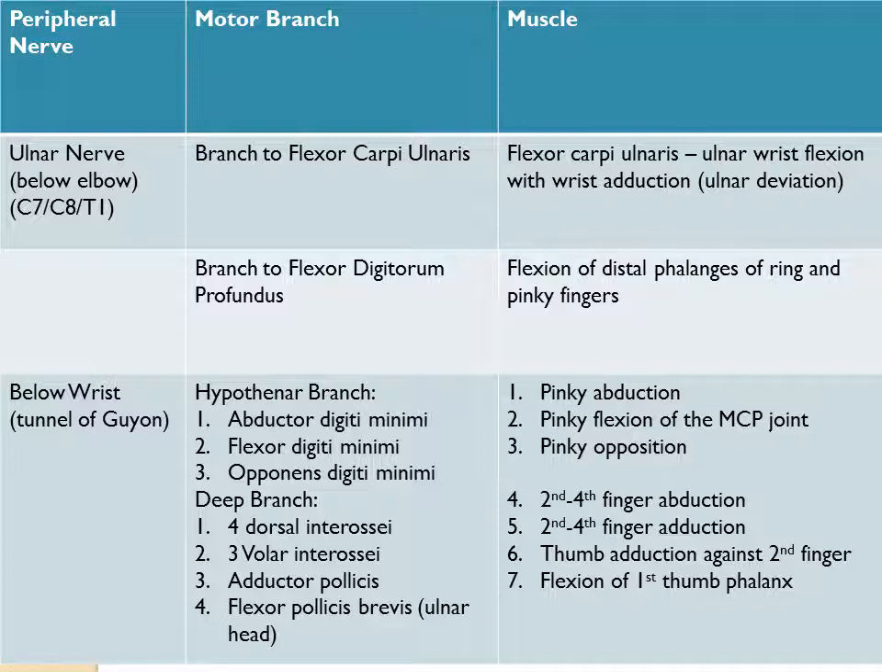And it's the deep branch that extends all the way over to the thumb as it innervates the adductor pollicis and the flexor pollicis brevis, while the hypothenar branch remains isolated to the pinky finger. Okay, so those are the major motor functions of the ulnar nerve. What about the sensory distribution of the ulnar nerve?